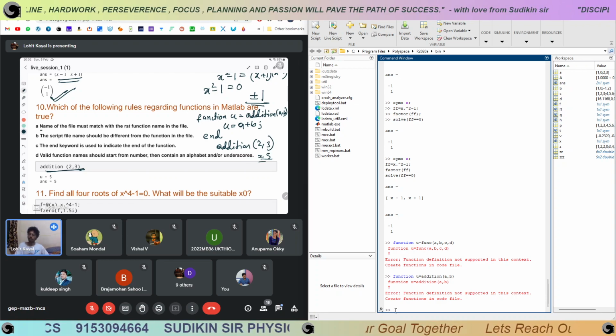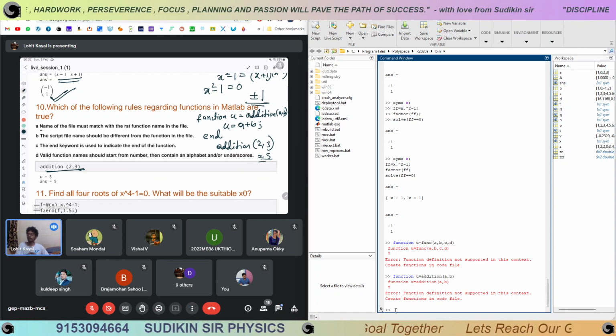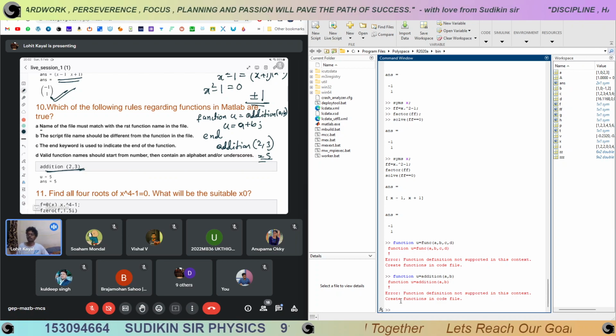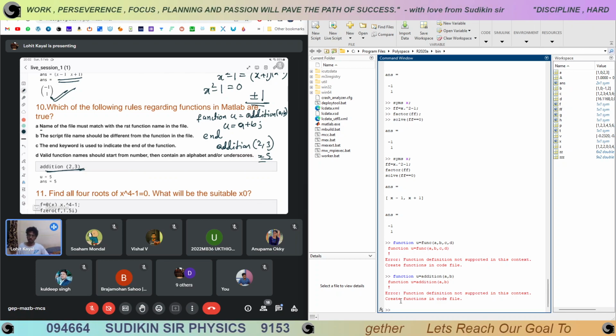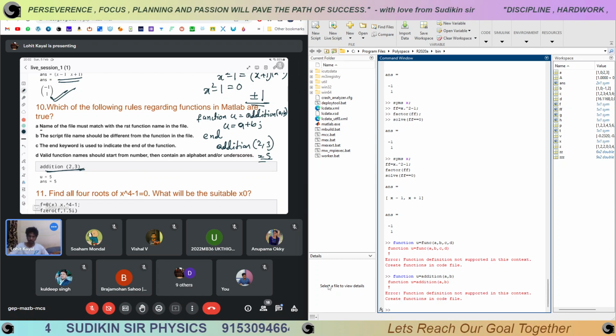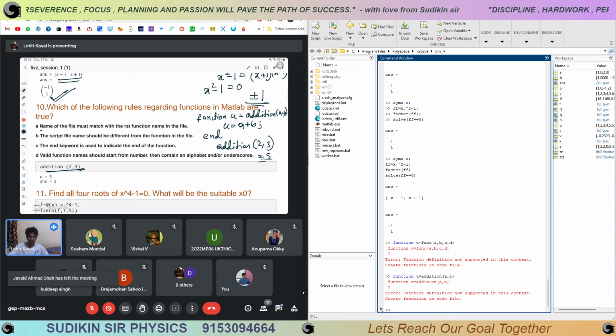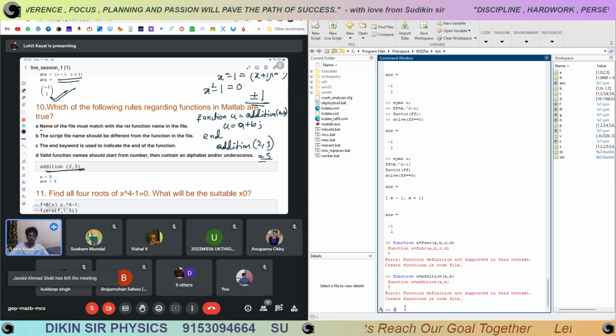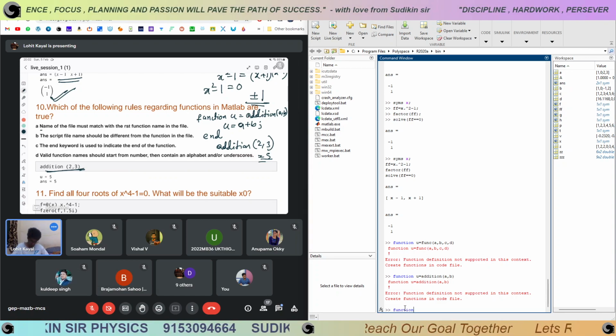You are getting the error because MATLAB doesn't know what is u, what is a, and what is b. Obviously, it will show an error. Like I have told, you have to tell MATLAB everything. So let me just open this. I will share my screen in a moment.